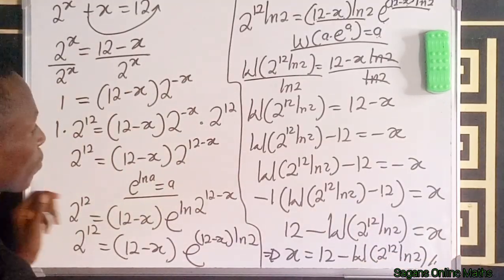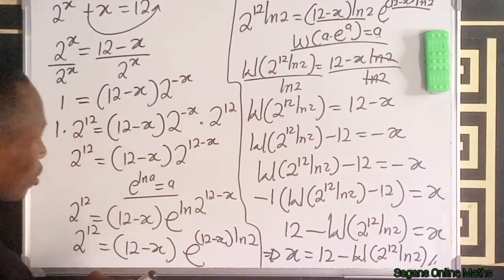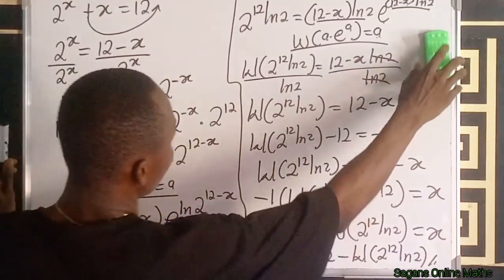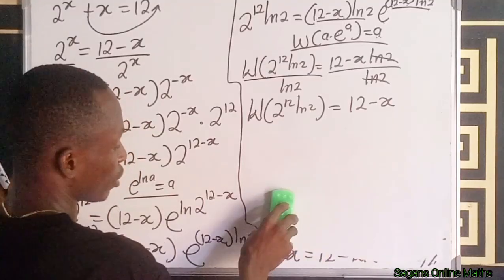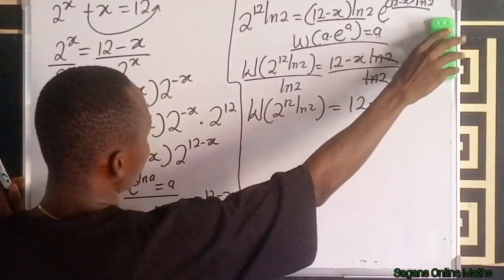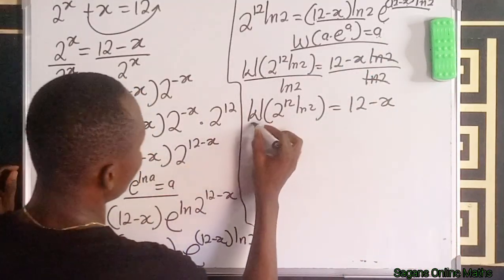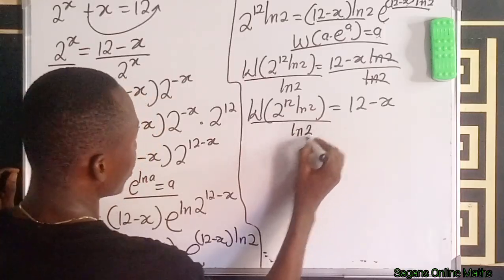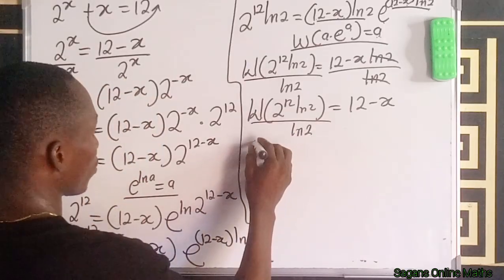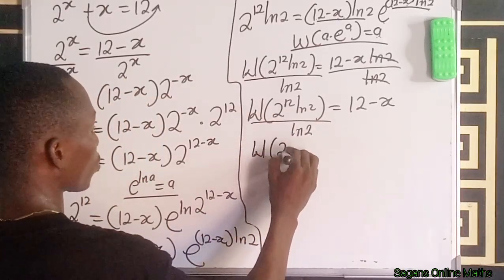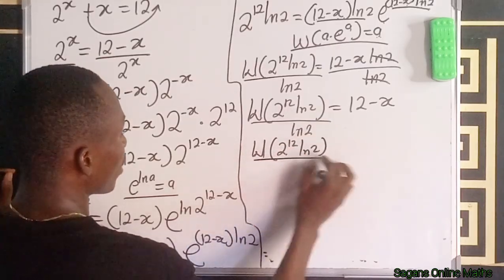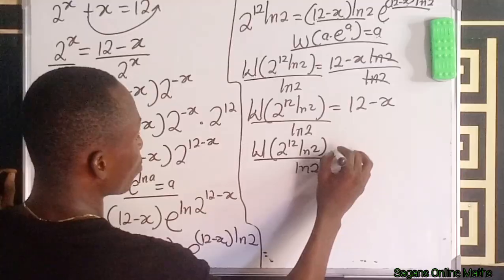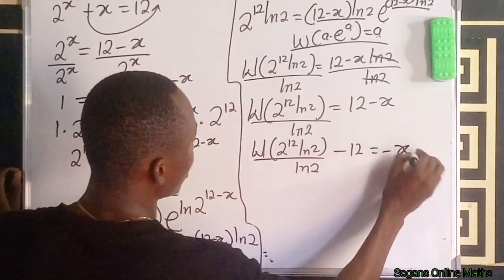Sorry, remember that we divide. Look at it, divided by ln 2. So let me remove this from here quickly. You can see nobody is above mistakes. You have to observe carefully. So remember we divide, there was division here. So that means the W function of 2 raised to the power of 12 ln 2, then divided by ln 2, minus 12, is equal to minus x, right?